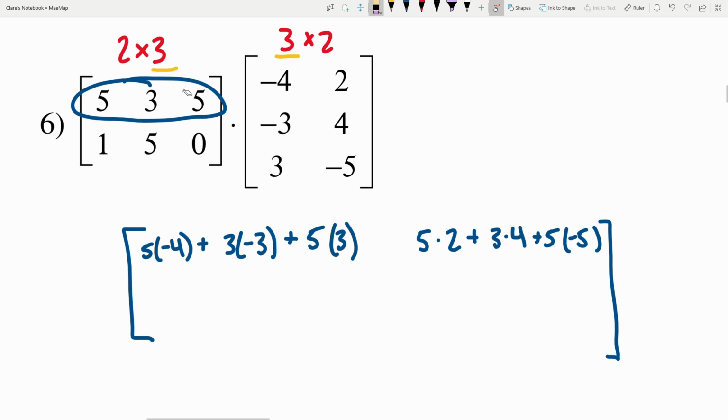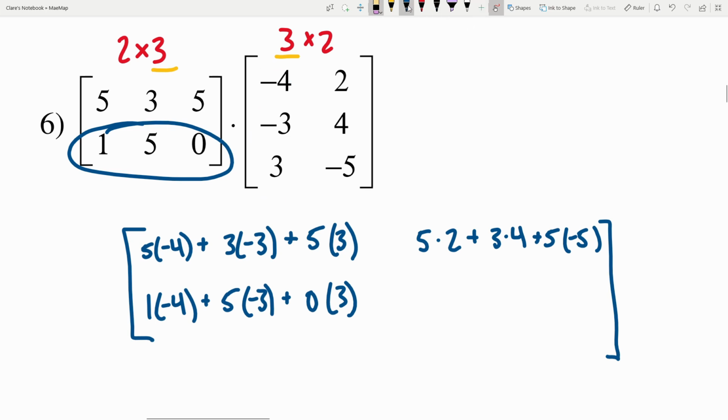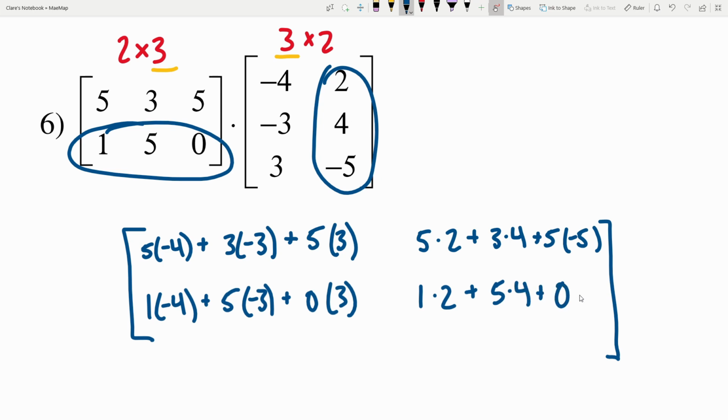Now I've finished my first row, on to my second row. I'll dot that with my first column, negative 4, negative 3, 3. So that'll be 1 times negative 4 plus 5 times negative 3 plus 0 times 3. And then finally, for my last entry in this matrix, dotting the second row with the second column. That'll be 1 times 2 plus 5 times 4 plus 0 times negative 5.